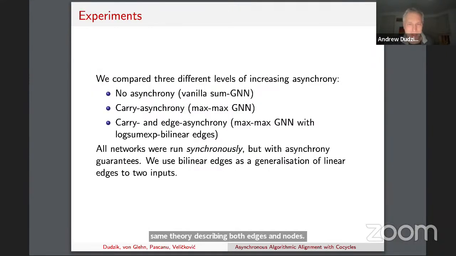So the experiments that we did here were basically, we implemented three increasing levels of asynchrony, starting with a vanilla sum GNN, and then a max GNN, which, as I described, is guaranteed to have this carry asynchrony. And then we also added one with edge asynchrony. And there we have two inputs to the edges. So we use bilinear edges as a generalization of linear edges. And bilinearity is just linearity on the tensor product, so it's fine.